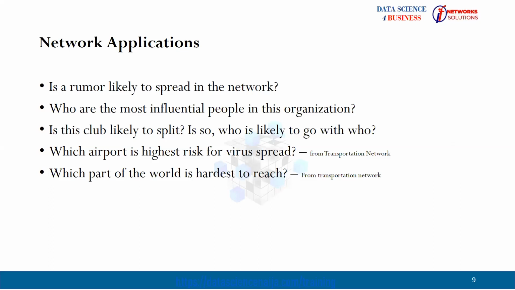Then in a transportation network, for example, you might want to know which airport has the highest risk for virus spread, and then you want to put some measures in place. You might want to see which part of the world is hardest to reach, maybe if there's a natural disaster, and so on and so forth. So these are some of the things that you can actually find out in a network.